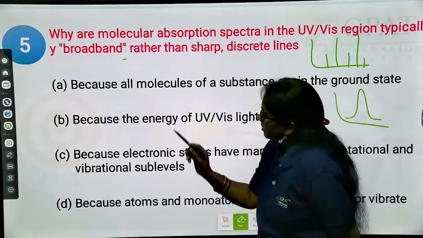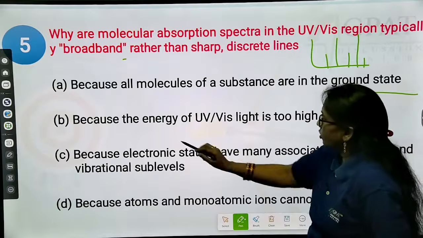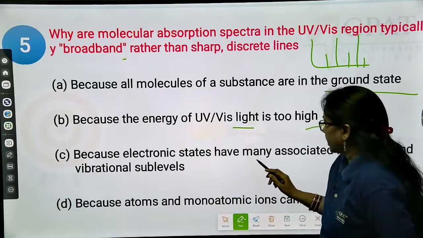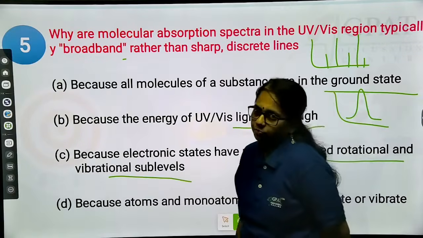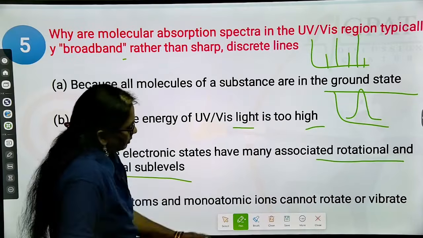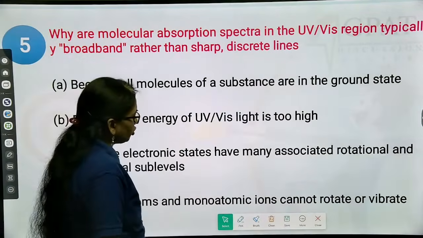Let us see the options. Because all molecules of the substances are in the ground state; because the energy of the UV light is too high; because electronic states have many associated rotational and vibrational sublevels. This is going to be the perfect answer. Because atoms and monoatomic ions cannot rotate or vibrate. No, that is not the case.